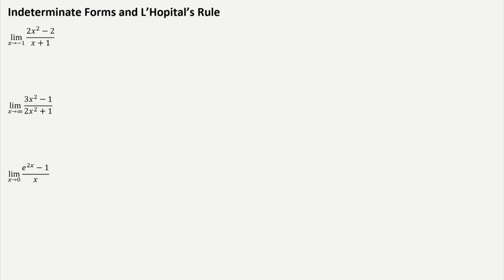But it is wonderful, and students love L'Hopital's rule. I love L'Hopital's rule because it makes limits much quicker. Okay, so let's talk about indeterminate forms first.